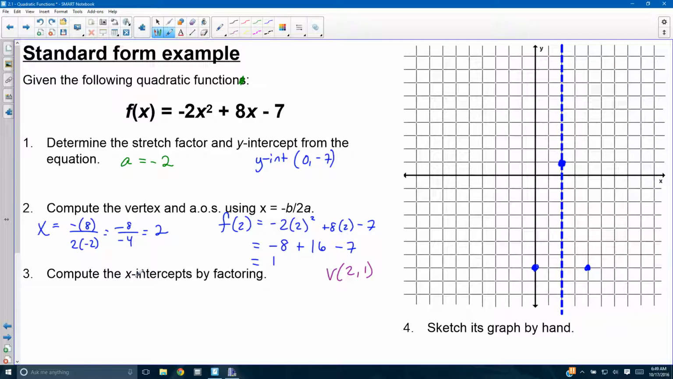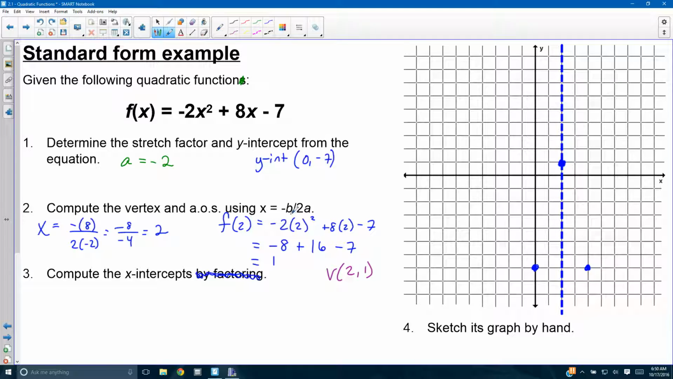Okay, the third part of this, compute the x-intercepts by factoring. Now, this one right here, I'm taking a look. I shoot myself in the foot sometimes when I come up with these slides because I mean to do one thing. I don't really put it in play. I don't think this one's factorable. Just taking a look right here. I'm going to go ahead and say it's not. So let's just compute the x-intercepts. Doesn't matter how we do it. I'm going to go ahead and deal with quadratic formula.